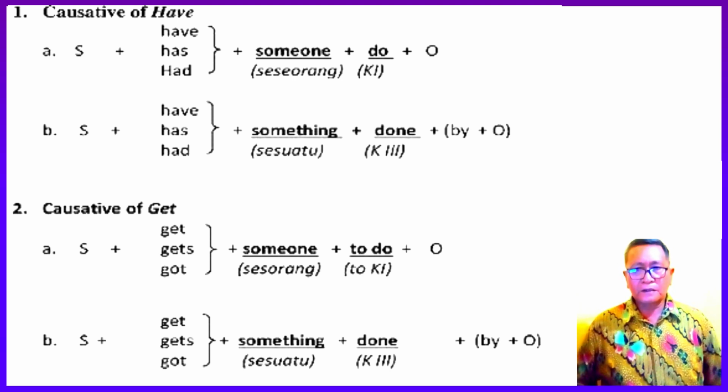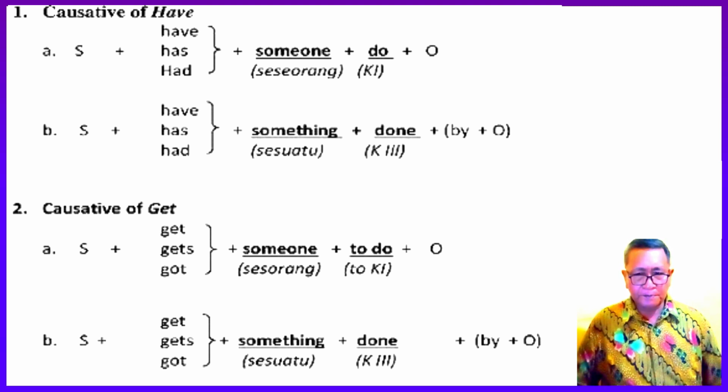In the passive sentence pattern: subject plus have, has, or had, plus something, plus done, plus by object. By object here is bracketed, meaning that we can use a noun. Done is the past participle. Something is what is done by a person. Have, has, or had indicates the tense of the sentence.